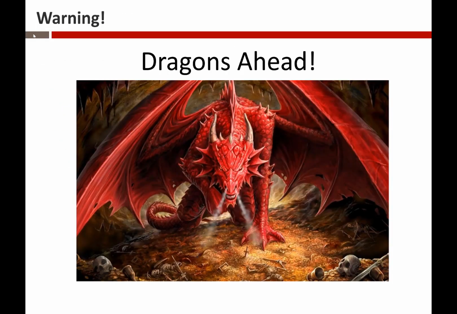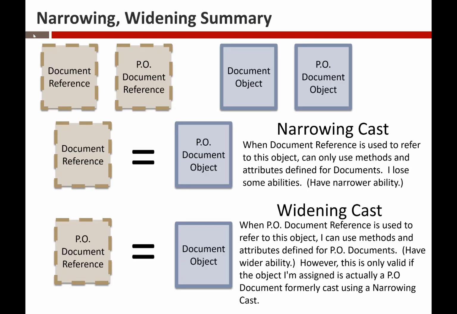I mean, this is like the trickiest thing we will talk about all semester. But fundamentally, this slide right here summarizes it. On the left side, those are variables. On the right side, those are actual objects. And in the picture in the center, we see where I'm trying to assign a PO document, which is a child, to a parent.